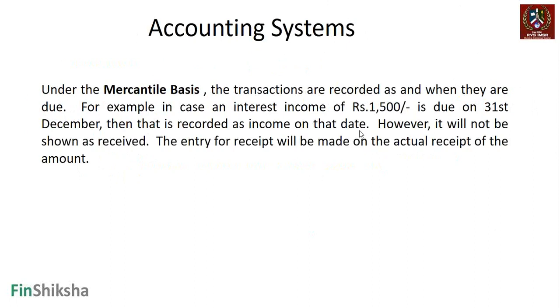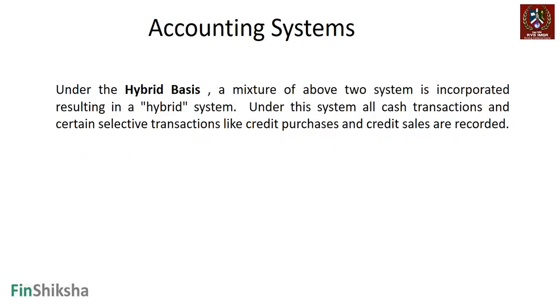Under the mercantile basis, the transactions are recorded as and when they are due. For example, in case an interest income of 1500 is due on 31st December, then that is recorded as income on that date. However, it will not be shown as received. The entry for receipt will be made on the actual receipt of the amount. So usually you find that on the day it is due, it is recorded as an income, and when the receipt is made, you record it on that day. That's what happens in mercantile basis accounting systems.